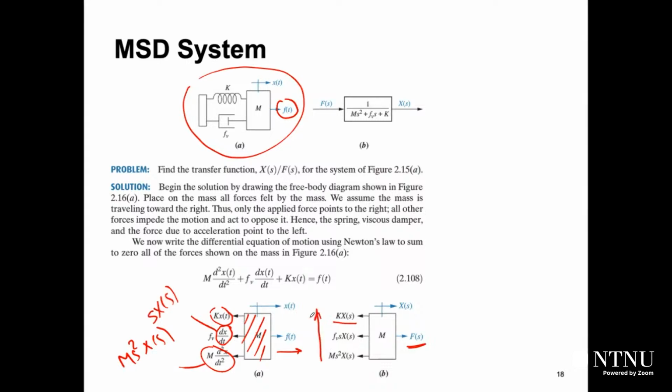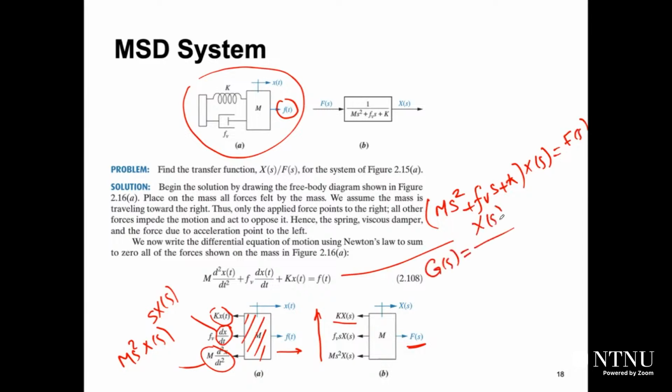So we avoid ordering it one more time. Take x of s as a common factor. So it will be ms square plus fvs plus k, multiplied by x of s, equal f of s. If you want to get the transfer function, it will be the output, which is x of s, divided by f of s. So it will be 1 divided by ms square plus fvs plus k.